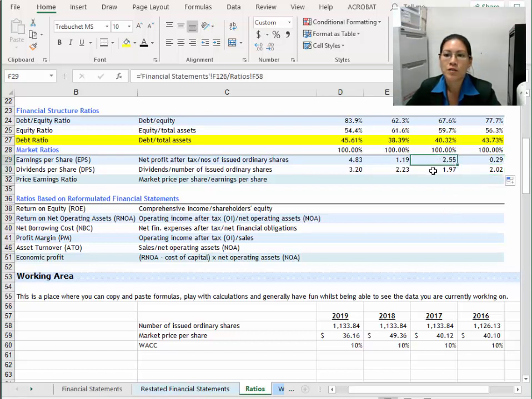They earned $2.55, they paid out $1.97 of that to the shareholders. They earned $1.19 in profit, they paid $2.23. Again, that's not usual to pay more than you've earned. It's usually you're paying a lot less. And in 2019, they earned $4.83 and they paid out $3.20 per share to their shareholders. So keeping their shareholders happy. So again, make sure that you are interpreting and analysing your ratios in context.